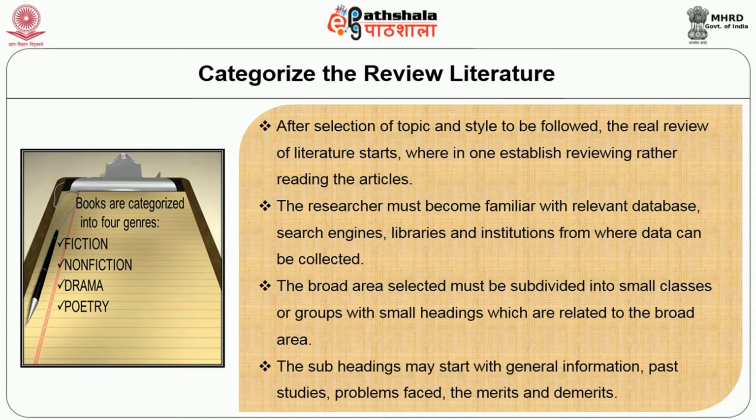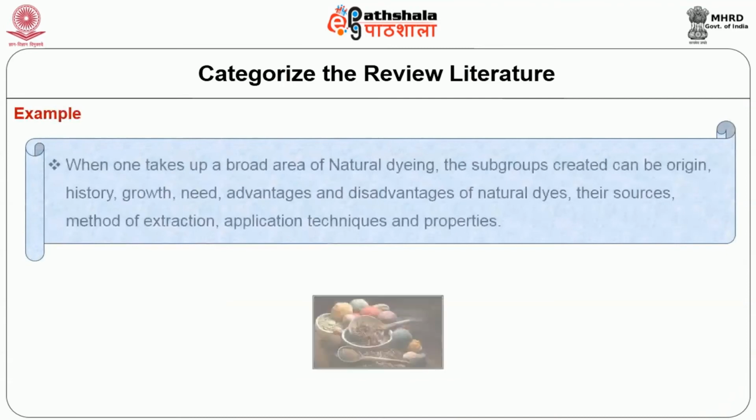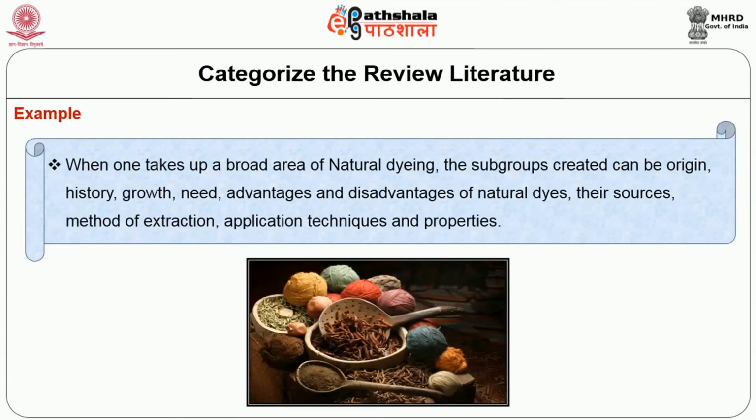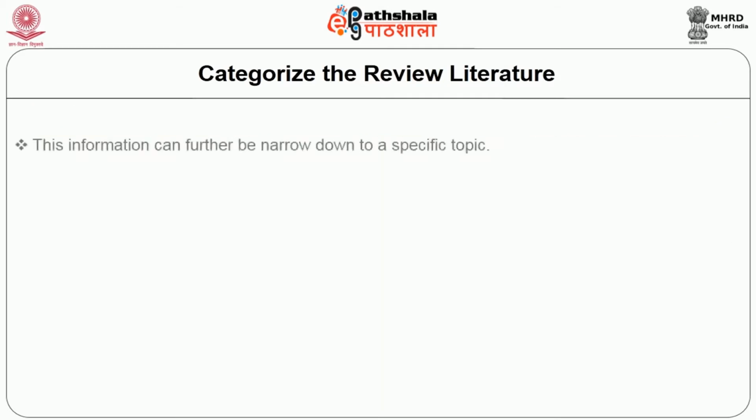The subheadings may start with general information, past studies, problems faced, the merits and demerits. Example, when one takes a broad area of natural dyeing, the subgroups created can be origin, history, growth, need, advantages and disadvantages of natural dyes, their sources, methods of extraction, application techniques and properties. This information can further be narrowed down to a specific topic.